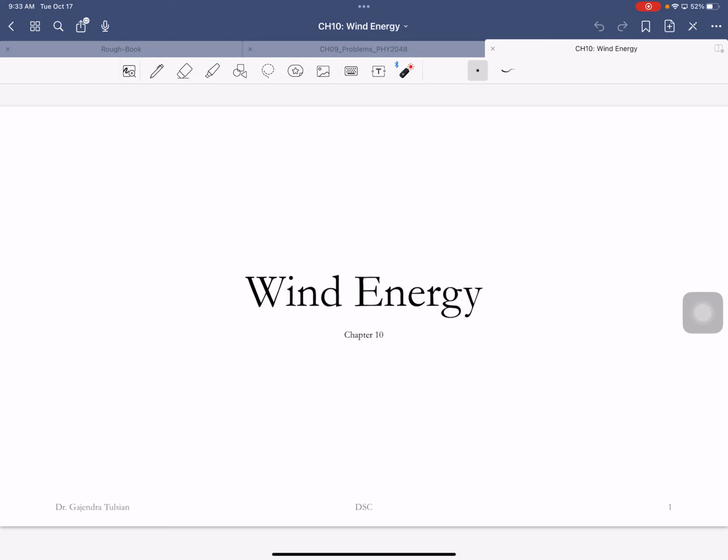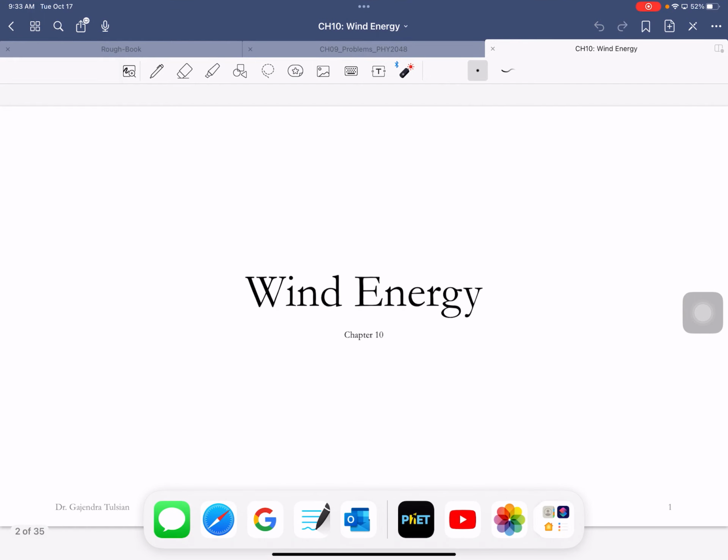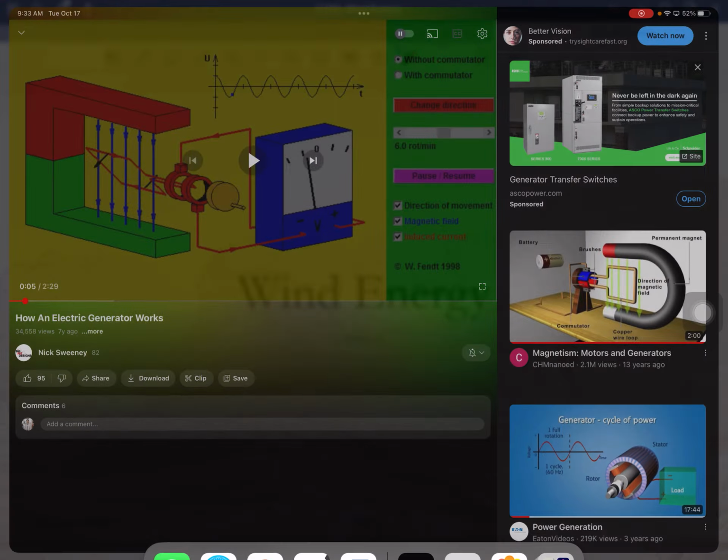Whereas your gas car, if 100 joules of gas is pumped into the car, only about 20 joules can be converted to motion. All right, so we want to produce electricity and we have various techniques for doing this. Today we'll learn one of them.